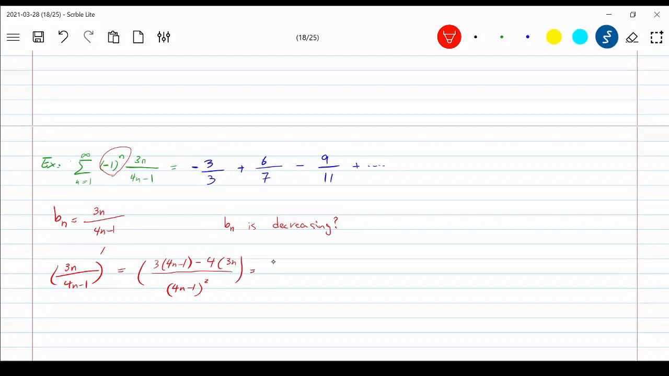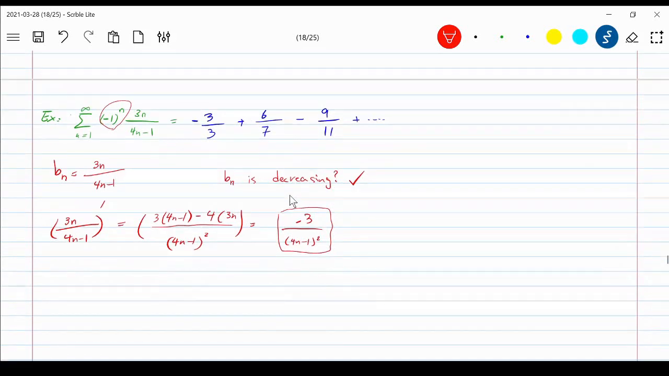And if we simplify it, denominator is 4n minus 1 squared. I don't need the parentheses. And if I distribute, 3 times 4n and minus 4 times 3n will cancel out, so you'll end up with a negative 3 in the numerator. So what you know is that the derivative is always negative because the denominator is always squared. So this is always negative. That means it is a decreasing sequence. You can check it through the numbers at the beginning just to give you an idea.